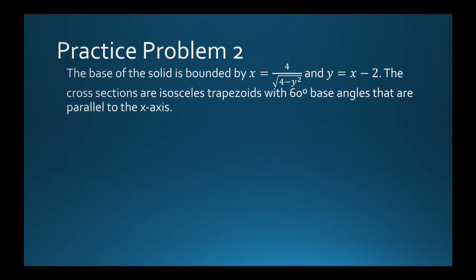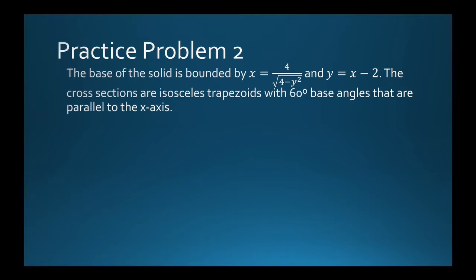We have that the base of the solid is bounded by x equals 4 over the square root of 4 minus y squared and y equals x minus 2. The cross sections are isosceles trapezoids with 60-degree base angles that are parallel to the x-axis.